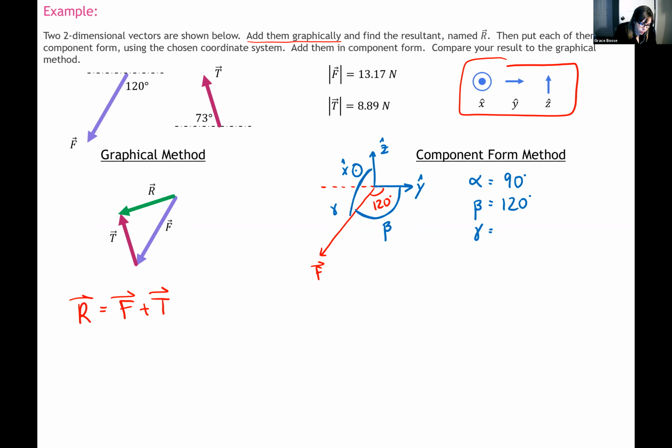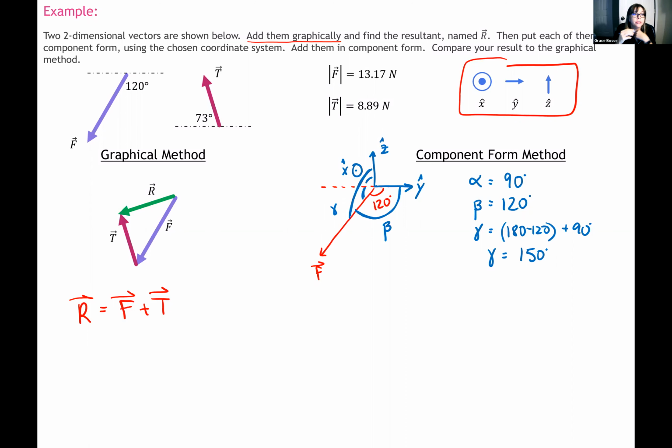So I'll do a little bit of work to get that one. I see that angle gamma would be 180 minus 120 plus 90 degrees. So I'm adding this little piece right here. That's 180 minus 120, that's 60. And to that, I'm going to add this 90 degrees right there. So angle gamma is 60 plus 90, which is 150 degrees. So I've identified my three angles.